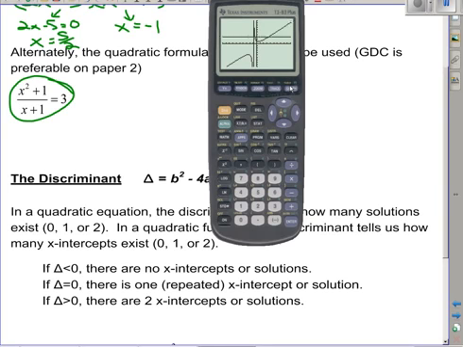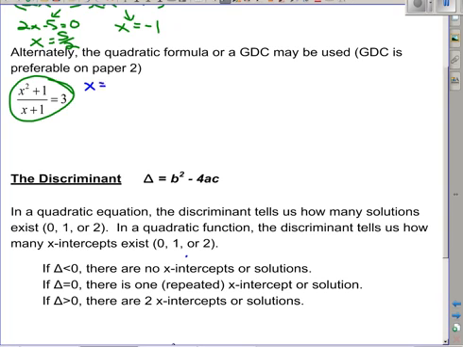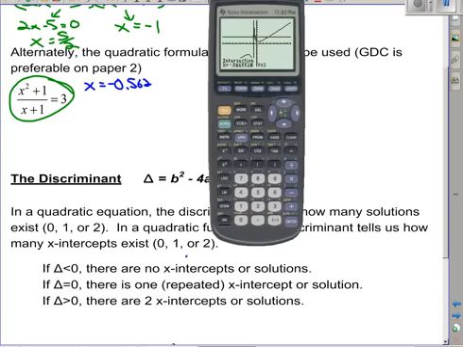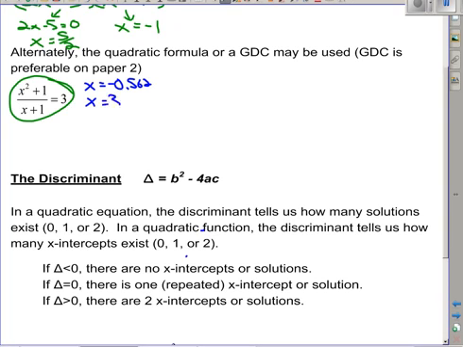Looks like there are 2 of them. Second calc, intersect. First curve, second curve. There's a solution at negative 0.562. And you might want to show a little sketch of your graph to back up your method. There looks like there's another point of intersection around x equals 3. And there we go, 3.562. Or, to 3 sig figs, just 3.56.